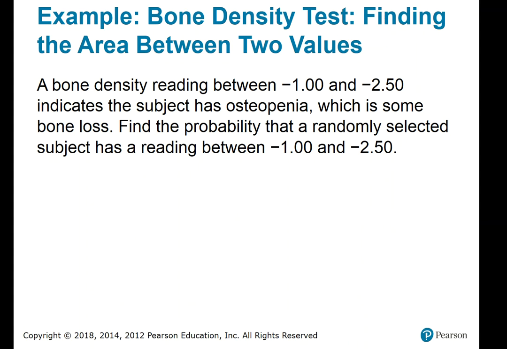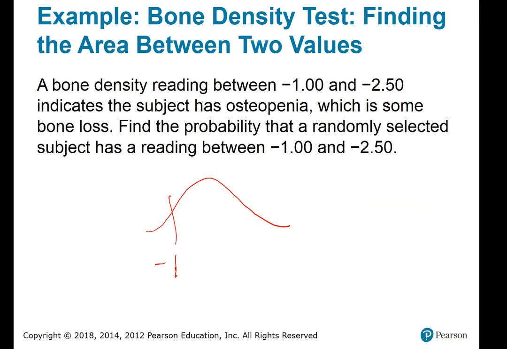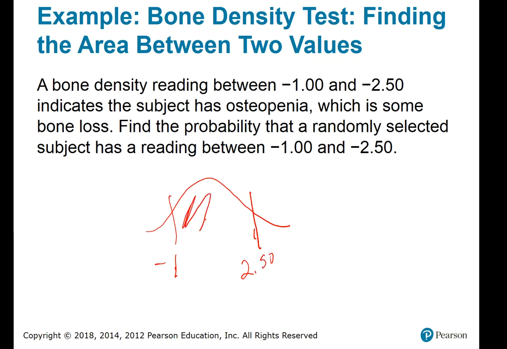This one has where we want to find the probability of the bone density being between -1 and -2.5. So when we're trying to go between two numbers, we have to be very careful. We don't want anything below, we don't want above, we want between. So I want this area. So we're going to find the z-score of both of those, or those are z-scores. We're going to find the probability of both of those, and then we're going to subtract them because I need the area between them.